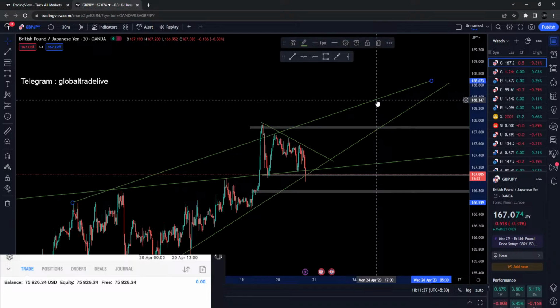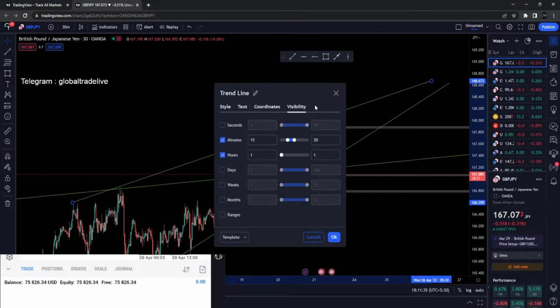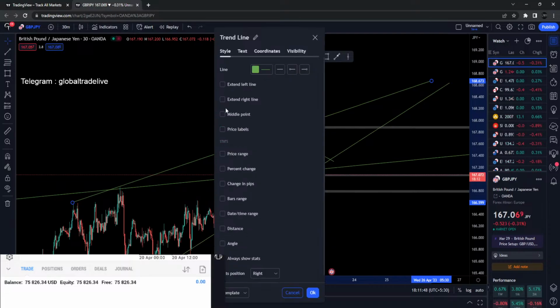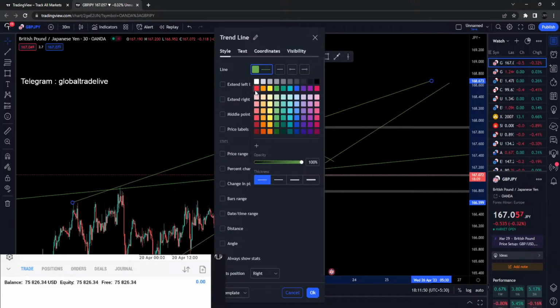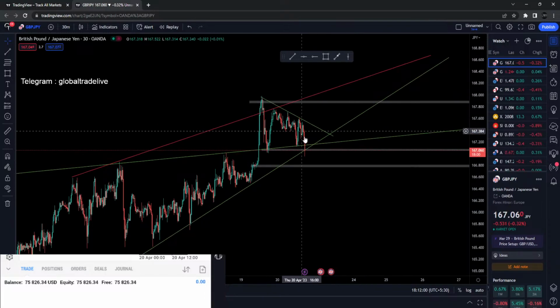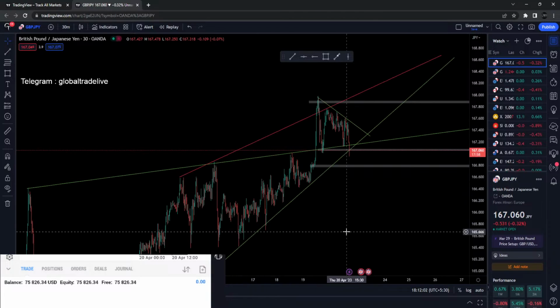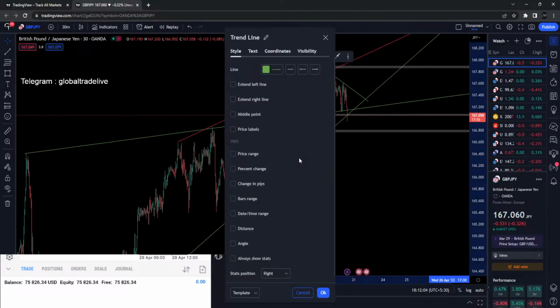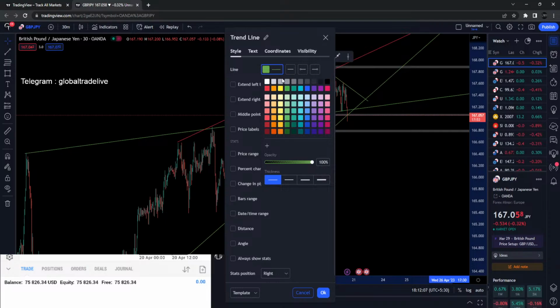So what I'm gonna do is, this thing is getting really confusing, so I need these trend lines to be visible in 30 minutes only. So I'm gonna do that. I'm gonna change the style over here. I'm gonna go with red, and this one is going with this one. Okay, so giving this area red as well.